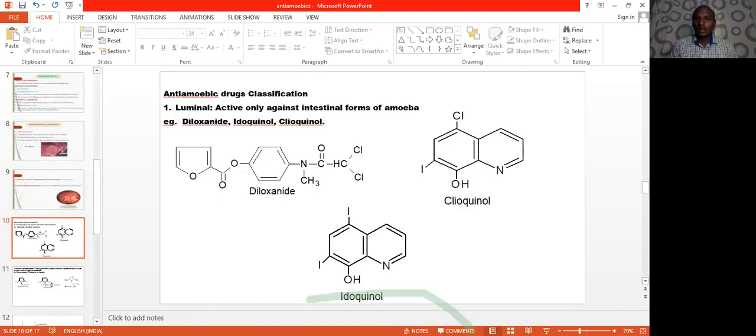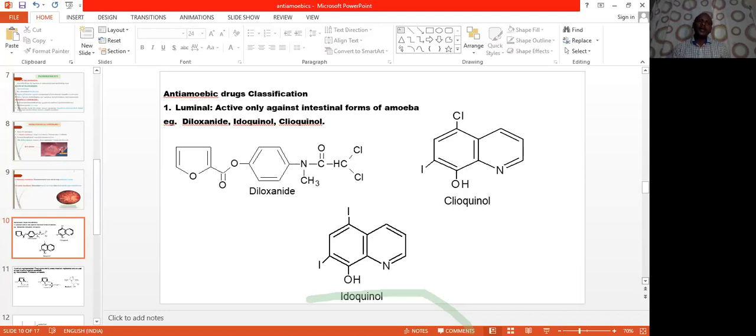What are the drugs we use for the treatment of amoebiasis, that is, dysentery or bloody stools? We call them anti-amoebic drugs. The classification is not based on the chemical features of the drugs. It is based on where we target, whether it is systemic amoebiasis, systemic meaning except intestinal, or intestinal.